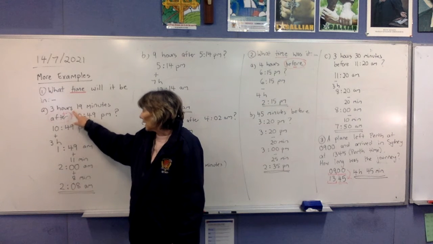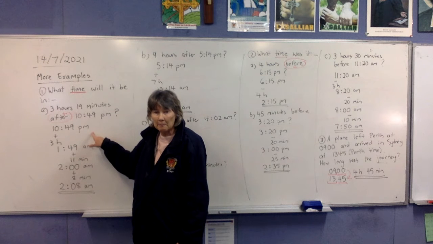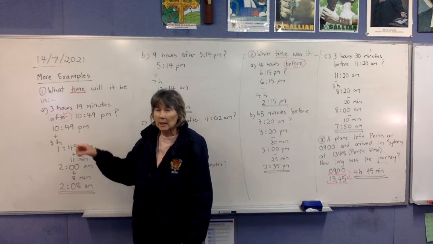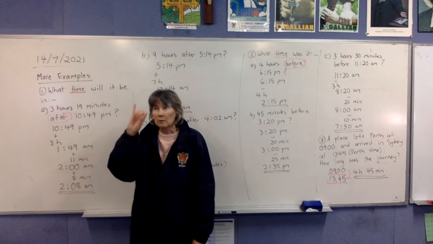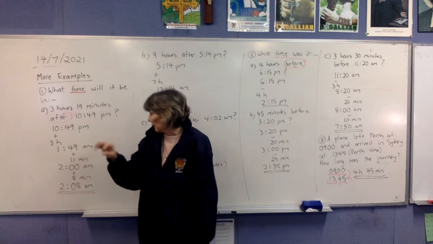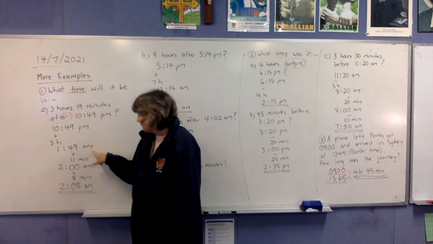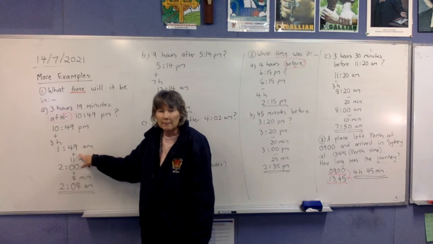So first we're going to add on 3 hours. So if we go from 10 p.m., 3 hours later it will be 11, 12, 1, right? So it's going to be 1 a.m. in the morning. So we add the 3 hours on, we're going to have 1 a.m. and that just stays the 49.